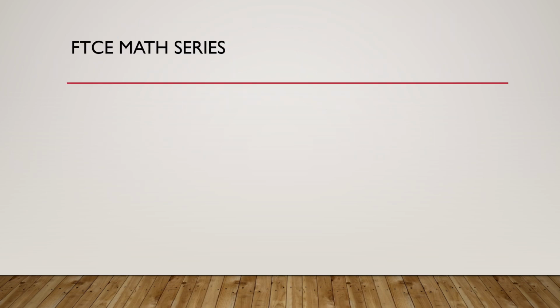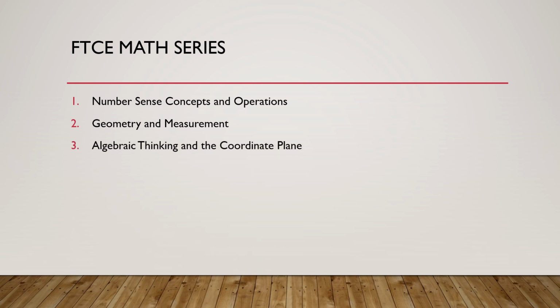The math portion of the General Knowledge Test is divided into 4 categories of understanding that the state of Florida considers important for all professional educators to master before issuing a professional educator's certificate. These 4 categories are number sense, concepts and operations; geometry and measurement; algebraic thinking and the coordinate plane; and probability, statistics, and data interpretation. Each of these subjects will be covered in separate videos.